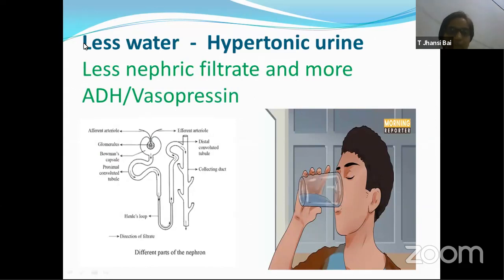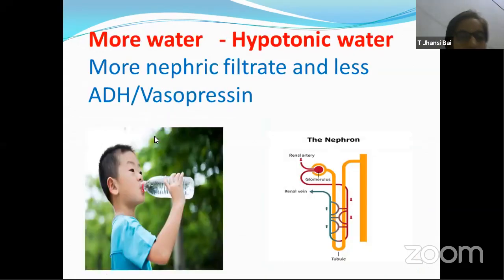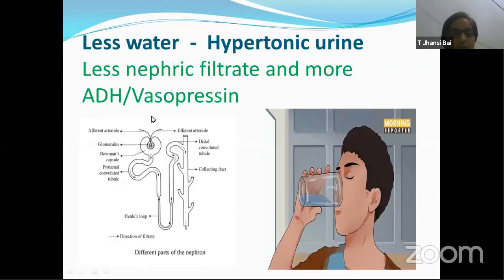You are taking less water. If you are taking less water, what happens to the volume of the blood in our body? Less blood volume is present. Less water consumption, blood volume is less. If blood volume is less, now what happens to the pressure over here, the glomerular pressure that I'm talking about? So obviously the glomerular filtration pressure over here is also less.